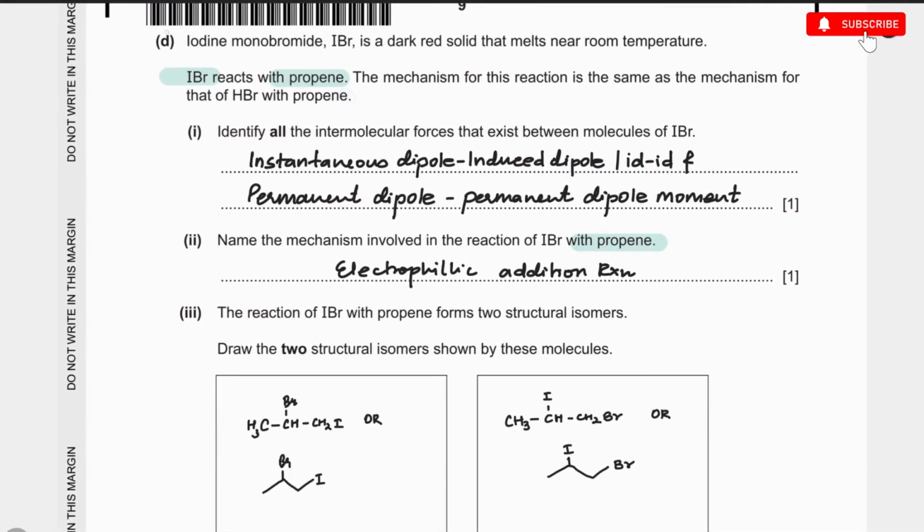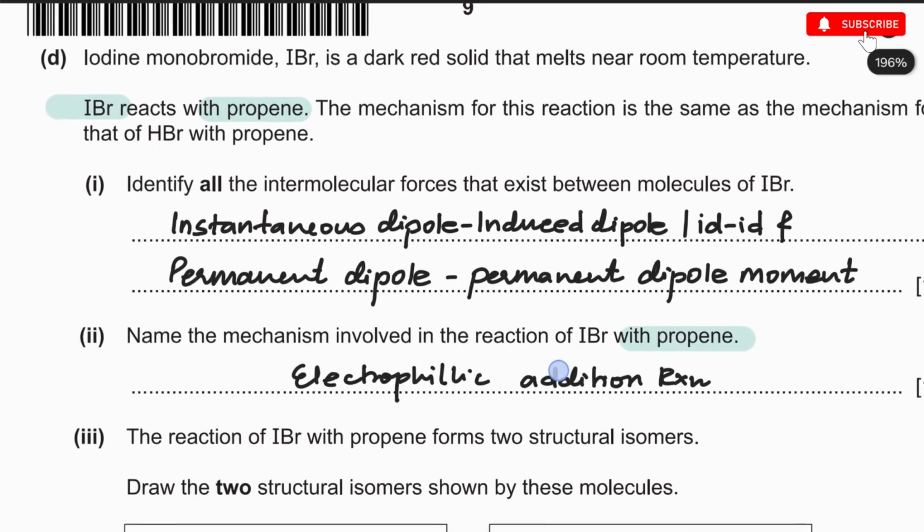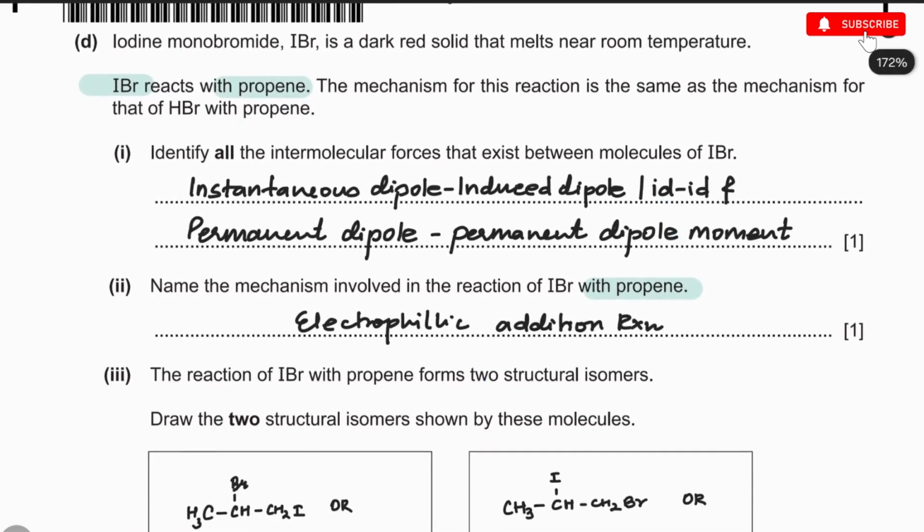Next question, D. Iodine monobromide, IBr, is a dark red solid that melts near room temperature. IBr reacts with propene. It's similar to HBr, which we can see from the Markovnikov rule. The mechanism for this reaction is the same as the mechanism for HBr with propene. Identify all the intermolecular forces that exist between IBr molecules.